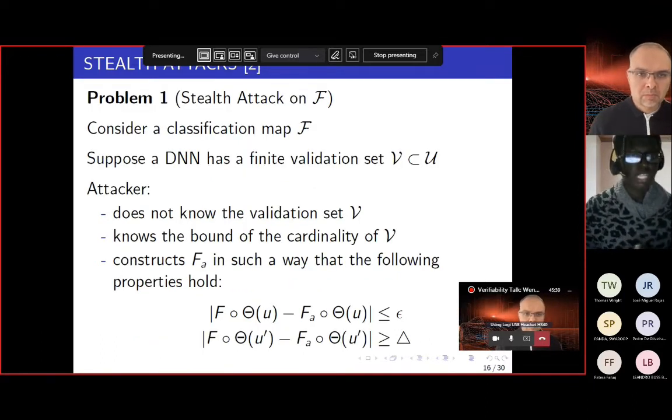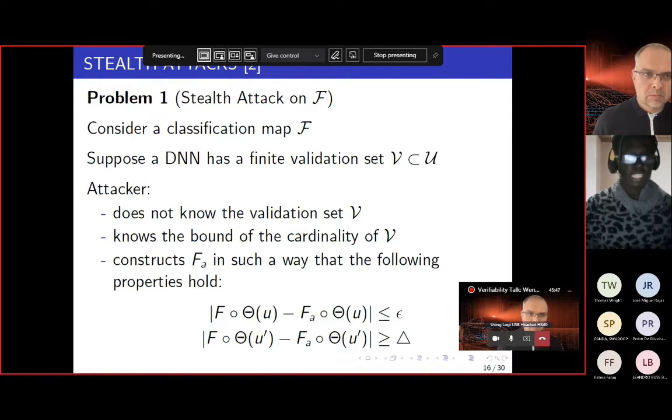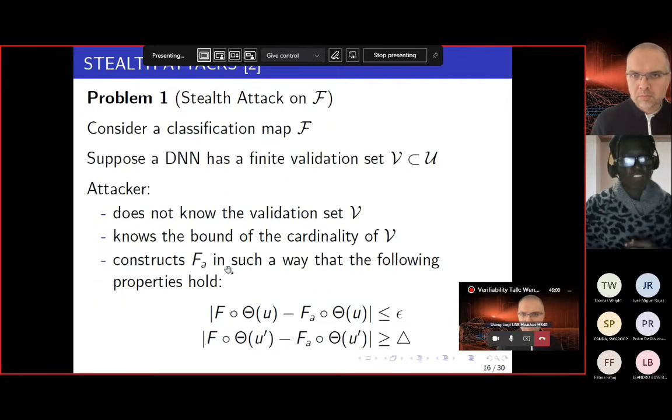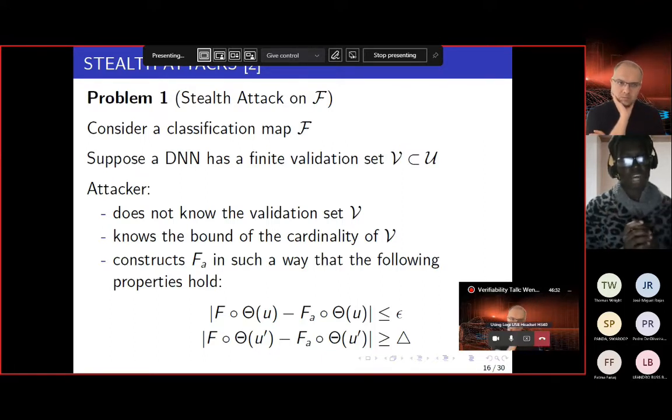So now that we have a formal notation, the next thing is to formulate a problem dealing with a stealth attack. Let's say you have a classification map, which I've shown in the previous slide. And suppose you have an owner who owns a deep neural network. The owner has a finite validation set, and only the owner knows this validation set, as I mentioned before in that scenario. So the attacker doesn't know the validation set, but the attacker knows the bound of the cardinality of the validation set. The cardinality of our validation set is bounded upwards, or it has an upper bound of some constant, which I call big M in future slides.